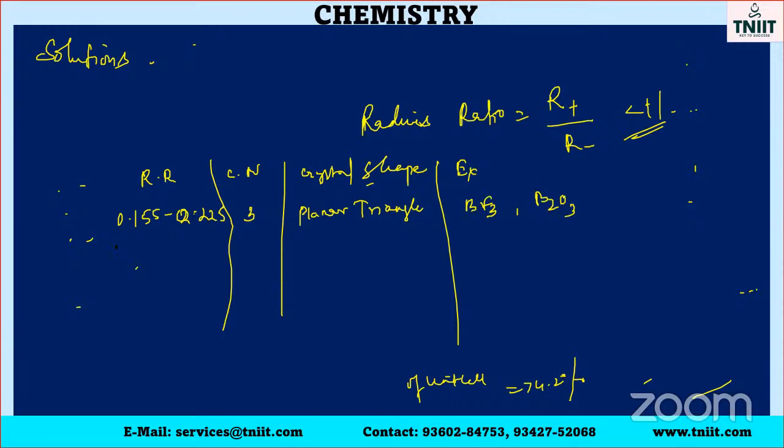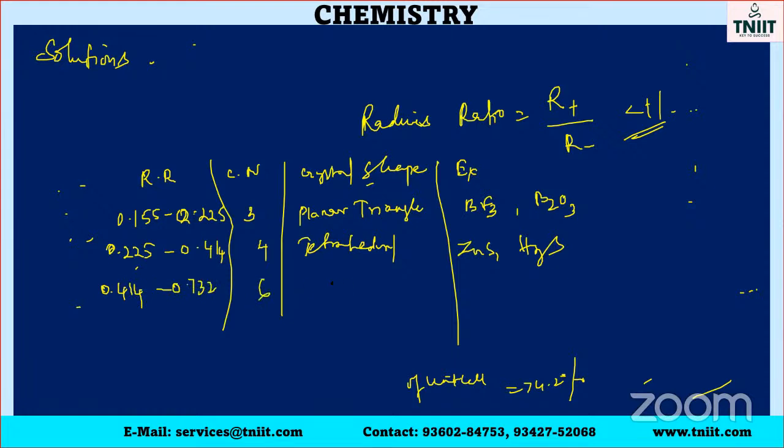If the radius ratio is between 0.225 to 0.414, coordination number is 4. When the coordination number is 4, the shape of the crystal is tetrahedral. Examples: zinc sulfide, mercuric sulfide. If the radius ratio is between 0.414 to 0.732, coordination number is 6. When the coordination number is 6, it's called octahedral geometry, and sodium chloride and potassium bromide are examples.